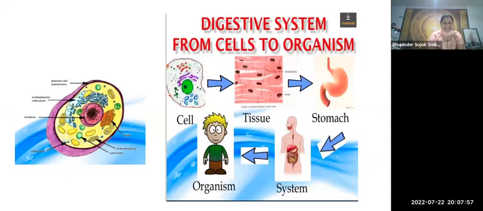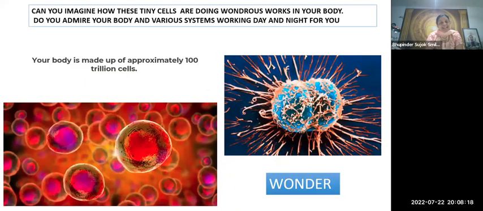So the digestive system story starts from a cell. There are so many cells working in our body. Trillions of cells are working in our body. And it is really a wonder to understand how this God's mechanism is working in our body. Can you imagine how these tiny cells are doing wondrous works in your body? Do you admire your body? And various systems are working day and night for you. So this is really a wonder.